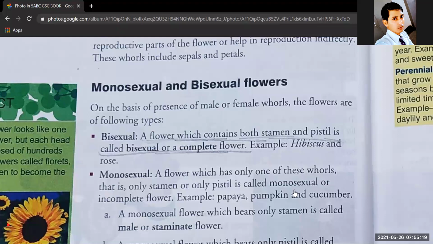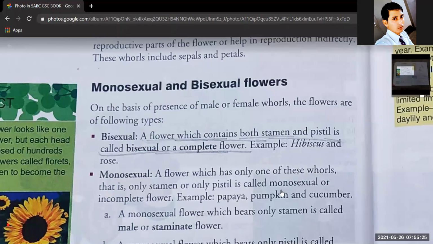And those flowers which have only one, either stamen or else pistil, are called monosexual. Only stamen or pistil is called a monosexual or incomplete flower. For example, papaya, pumpkin and cucumber.